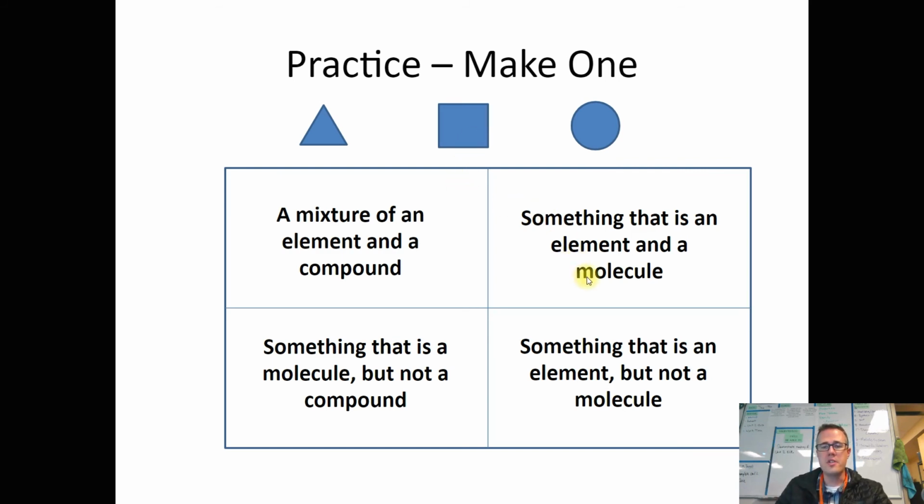The next box over, I want you to make something that is an element and a molecule. Bottom left box, something that is a molecule but not a compound. And the last box, something that is an element but not a molecule. Pause this video and attempt those now.